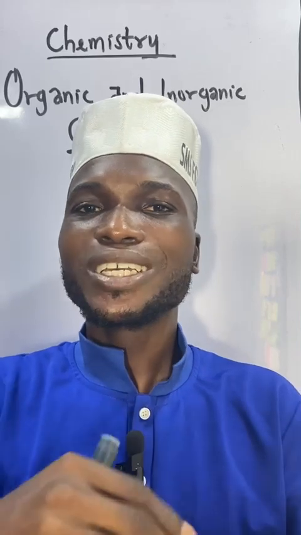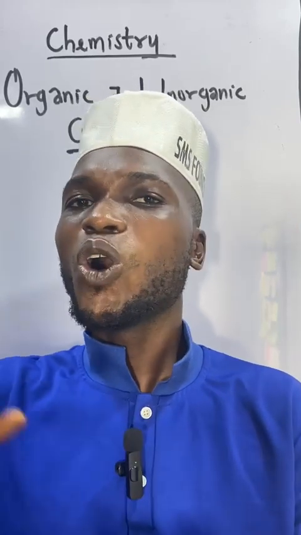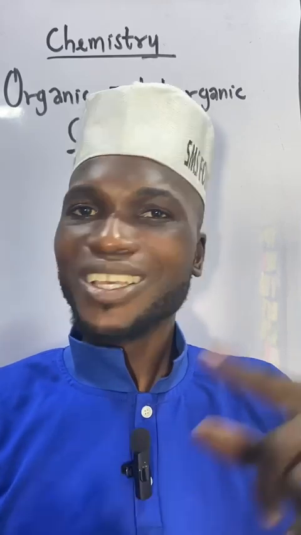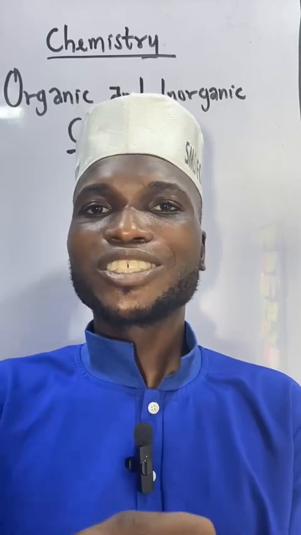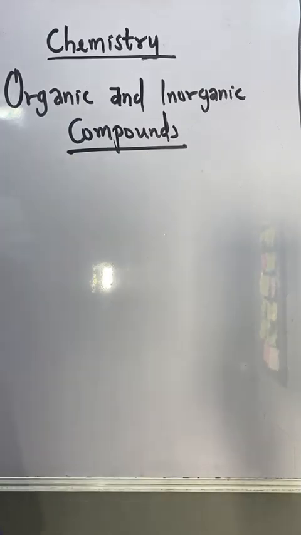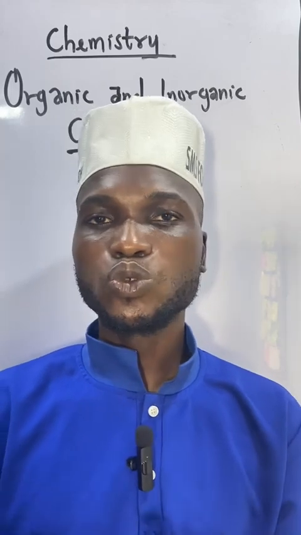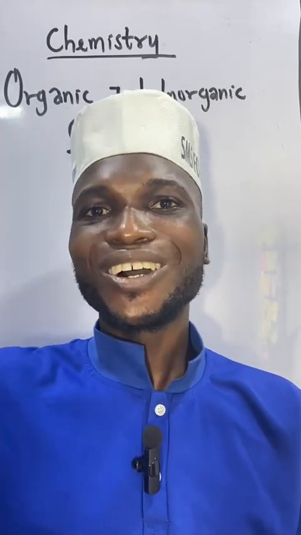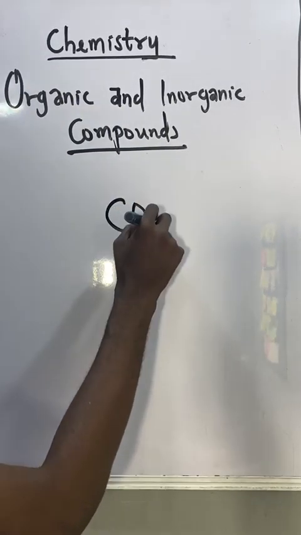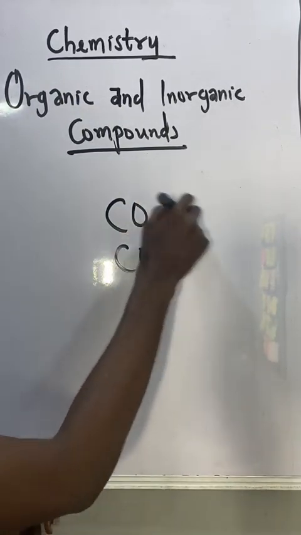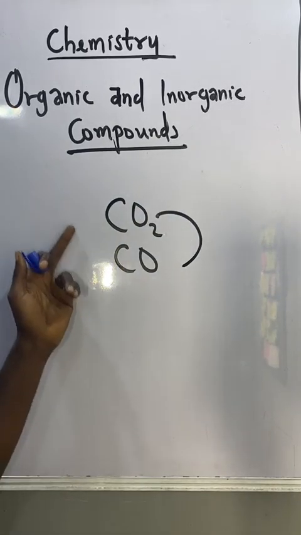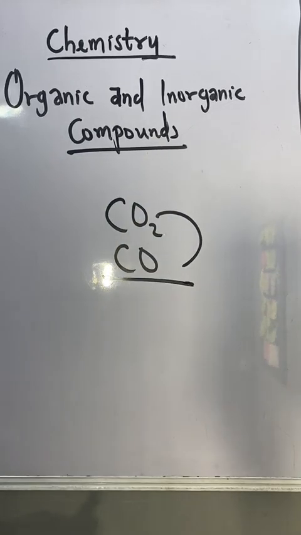Organic chemistry studies only carbon and its compounds, but not all the compounds formed by carbon. So we exclude two kinds of compounds, starting with the oxides of carbon, like carbon monoxide and carbon dioxide. Those two are not studied under organic chemistry. They are studied under inorganic chemistry. This is CO2 and CO. These two are known as oxides of carbon. They are not under organic chemistry.